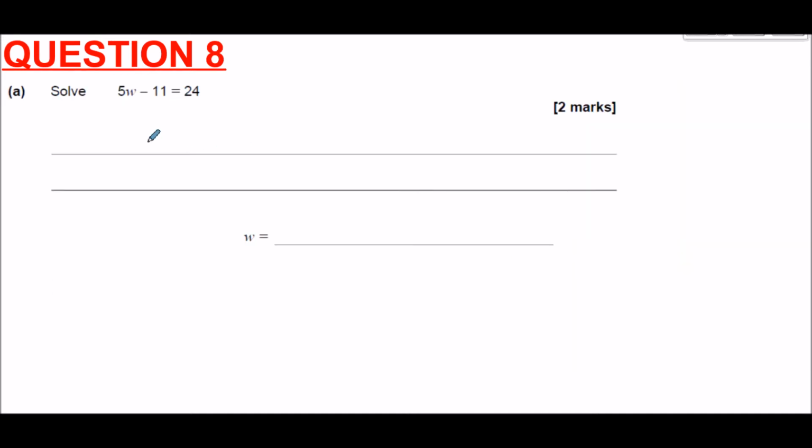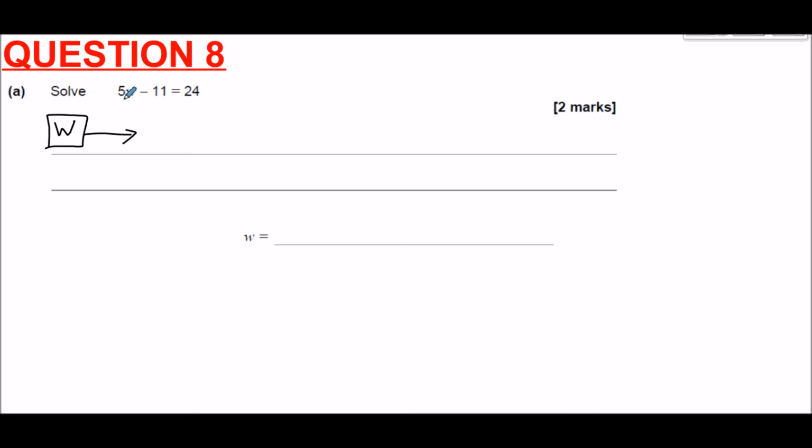Question 8, have to solve an equation. So it says solve 5w minus 11 equals 24. Now because I've got function machines on the brain because of a question before, question 7, I'm going to do this in two different ways. So the first way I'm going to show you is using a function machine. And so using a function machine, we can start with the letter we're trying to find out, which is w, and then just take it step by step and think what happens to the letter w.